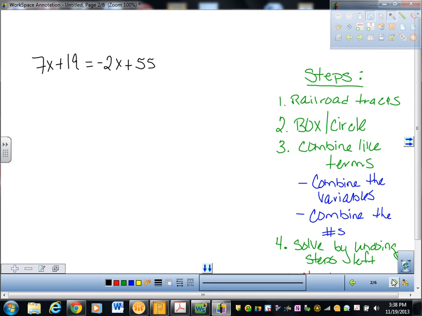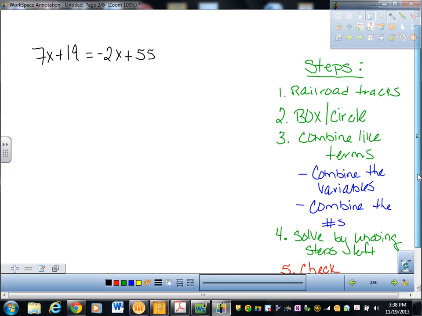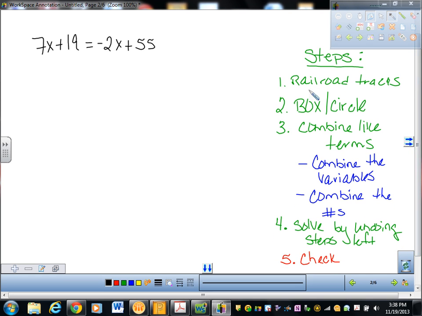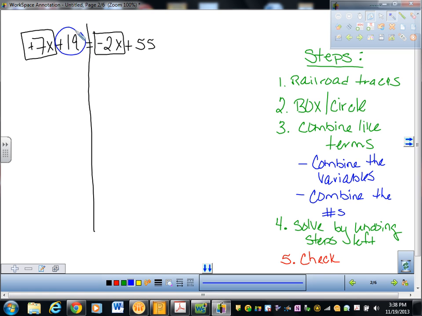Okay? Let's take a look at our first problem, and I already have the steps laid out for you here. So we're just going to follow what it says. We're going to do the railroad tracks first. So here's our railroad tracks. So now we know that here's one side and here's the other side. Now I'm going to box and circle. So let's box all the variables. Box the variables. And I'm going to circle the numbers that do not have a variable with them. So I've got that one, and I've got that one.